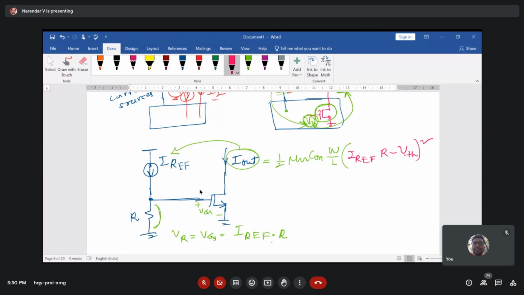Now what you can see here is that the term R, the term mu n, and the term VTH, these three factors are again temperature dependent. Once you take this resistor here, the resistor is temperature dependent.